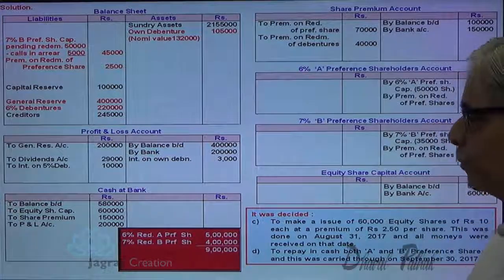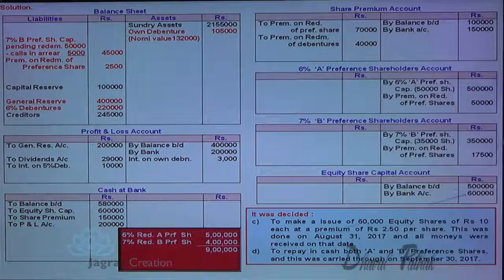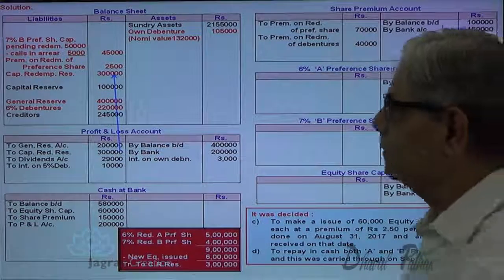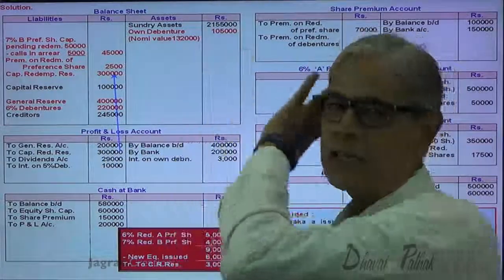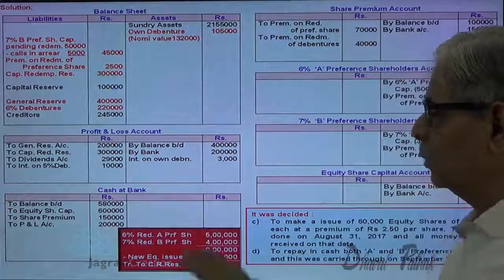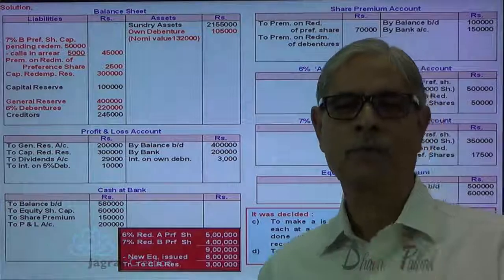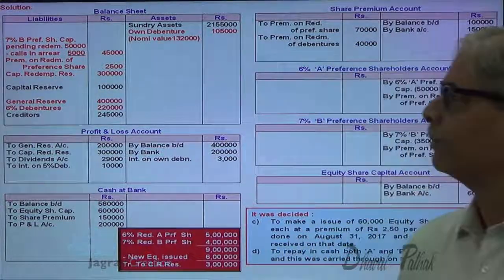So total redemption is 9 lakh. Against that, proceeds of fresh issue is 6 lakhs. So you are required to transfer 3 lakhs to capital redemption reserve account. So profit and loss account debit to capital redemption reserve account credit 3 lakhs. So capital redemption reserve I write straight away 3 lakhs. This is how the provisions of Company Law 2013 are being complied with.